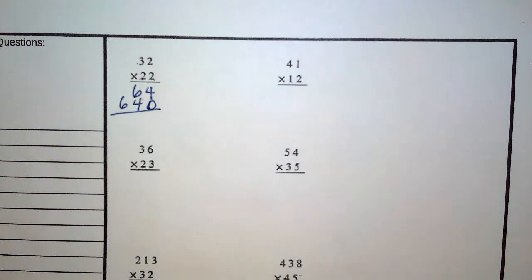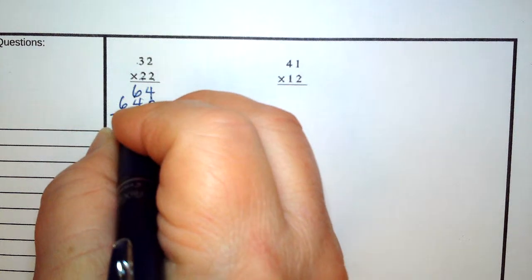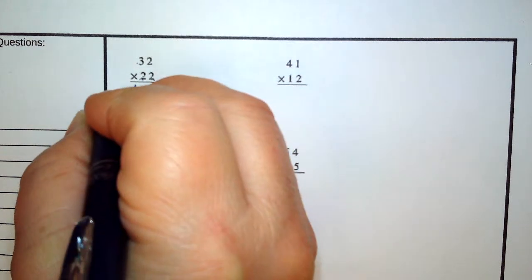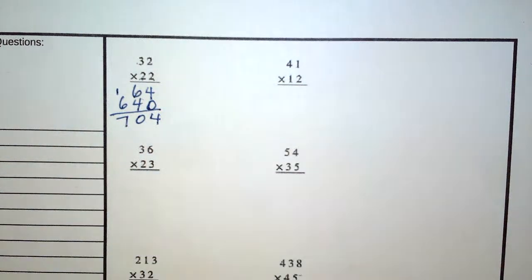Draw your line underneath. 4 plus 0 is 4. 6 plus 4 is 10. I put a 0 down. I carry the 1. 1 plus 6 is 7.